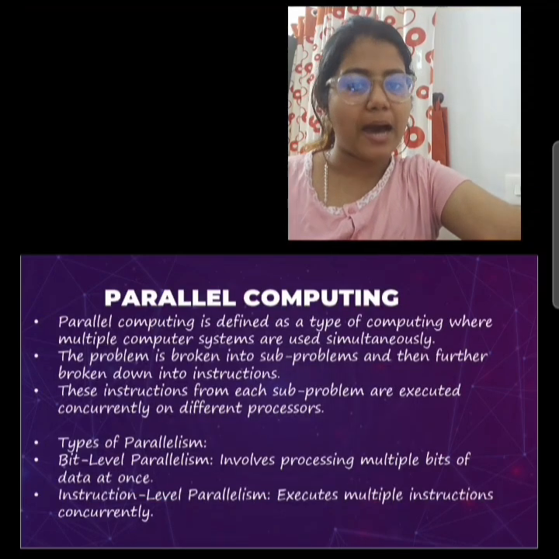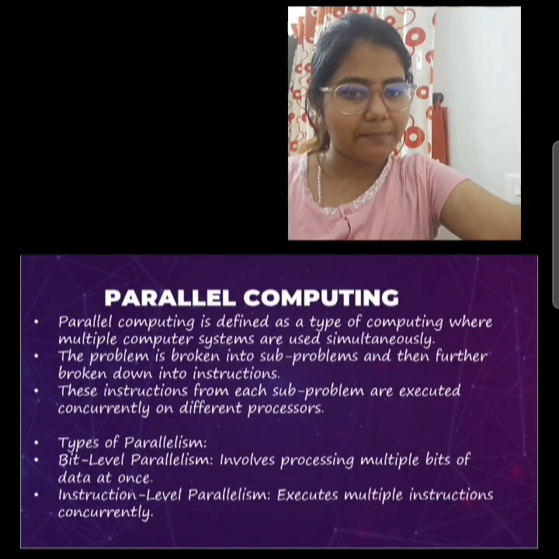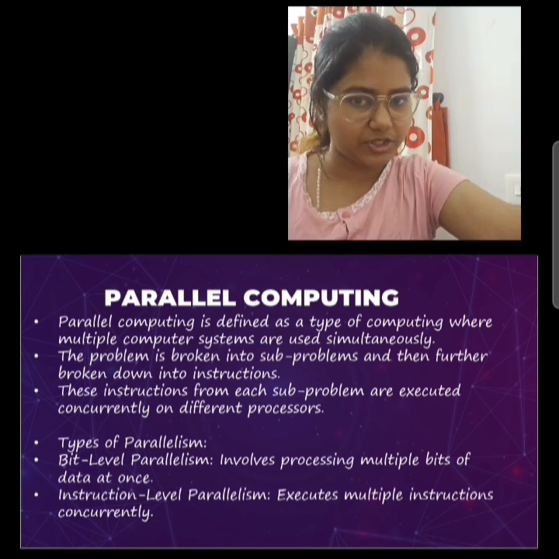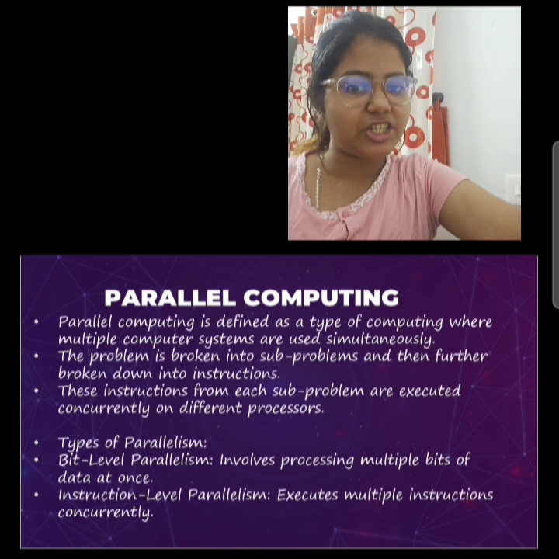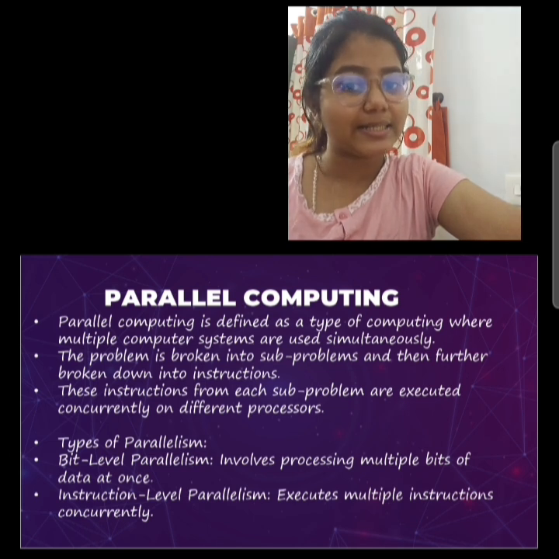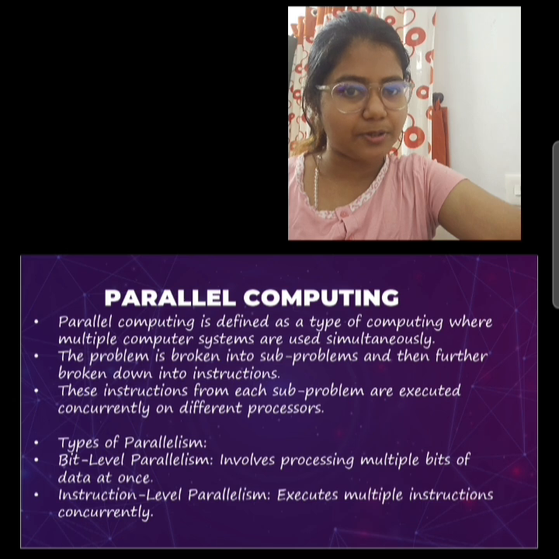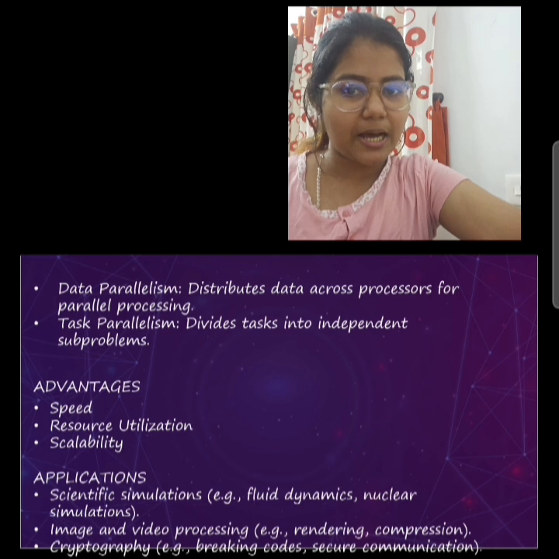The next one is parallel computing. Parallel computing is defined as a type of computing where multiple computer systems are used simultaneously. The problem is broken into subproblems and then further broken down into instructions. These instructions from each subproblem are executed concurrently on different processors. There are different types of parallel computing: bit level parallelism, instruction level parallelism, data parallelism, task parallelism.